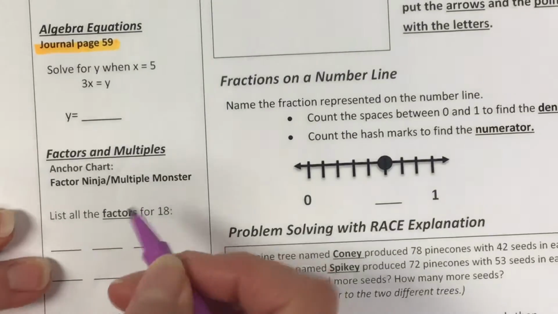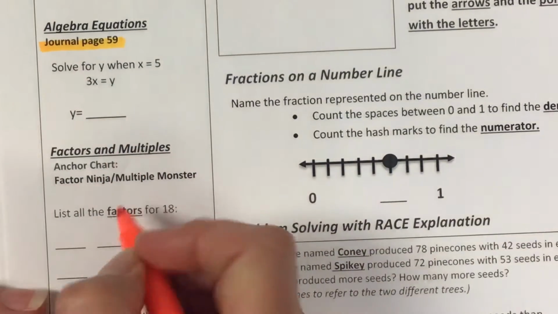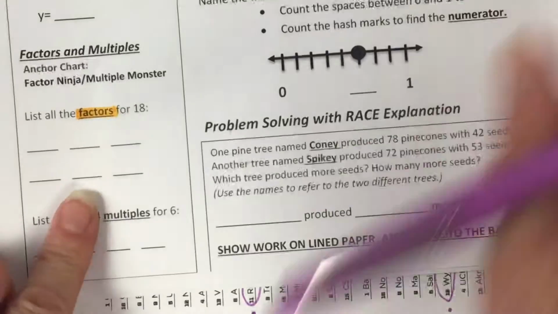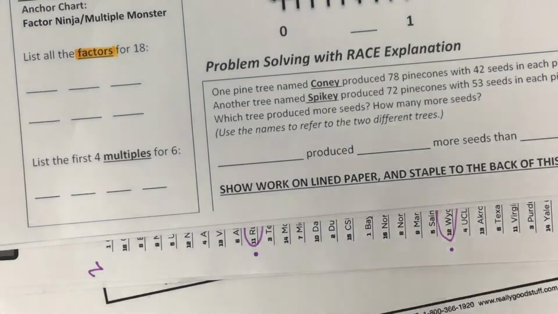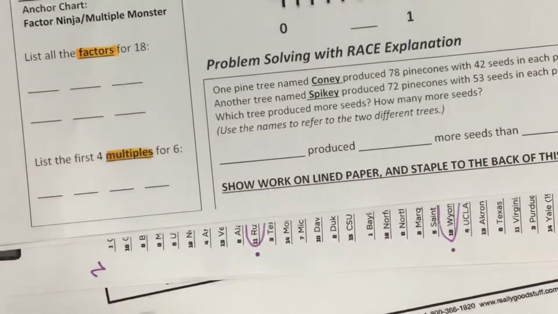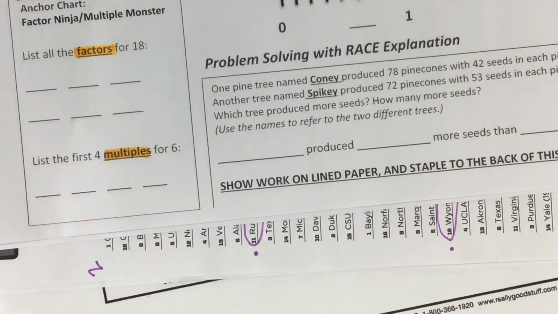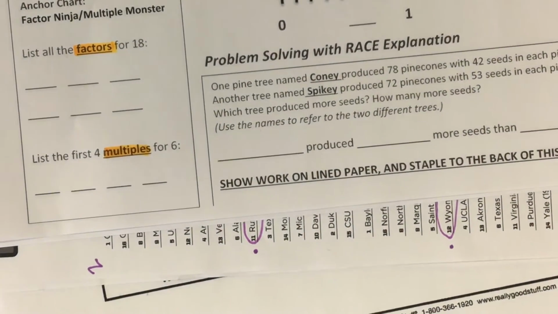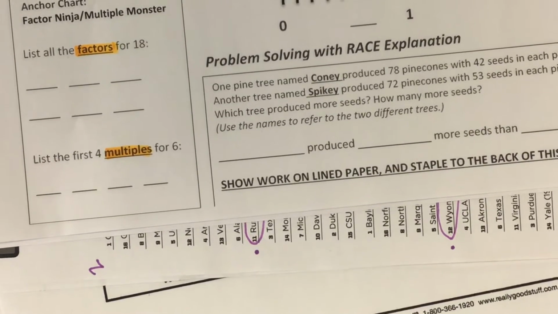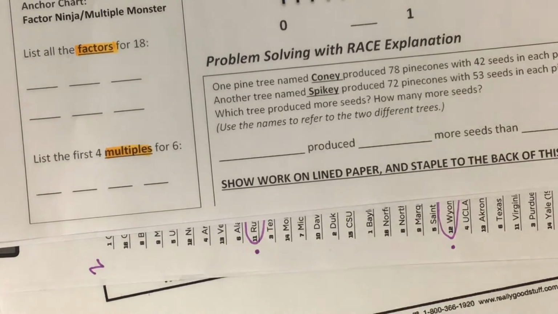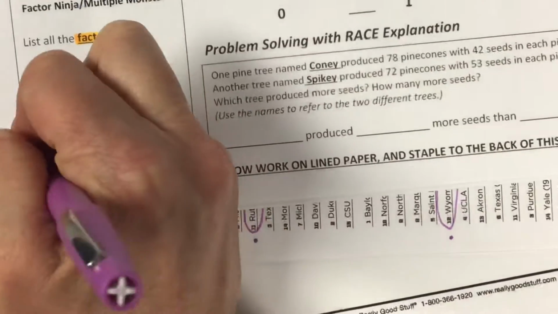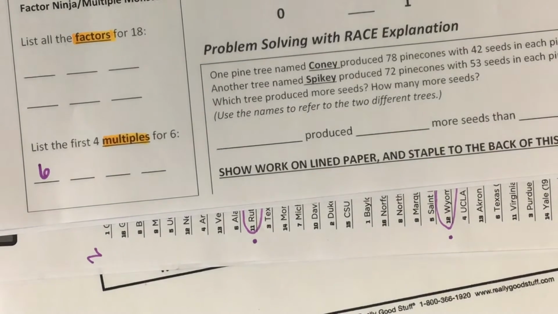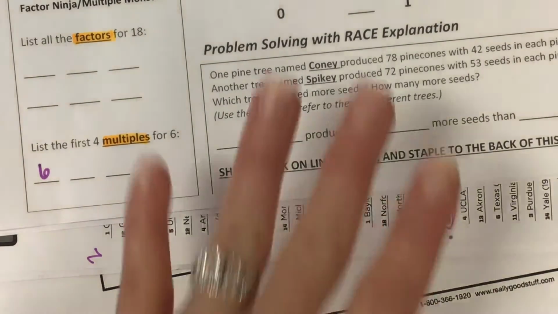You list all the factors for 18. Okay, the factors for 18. Okay, and then list the, we've already done that actually. And then list the first 4 multiples for 6. When it says the first 4 multiples for 6, what is the very first multiple for 6? Raider? No, that's a factor. Multiplication monster. What is it, Alex? 6 is the very first one. And so then you need to continue to do 6 times 2, 6 times 3, 6 times 4. They have to be the first 4.